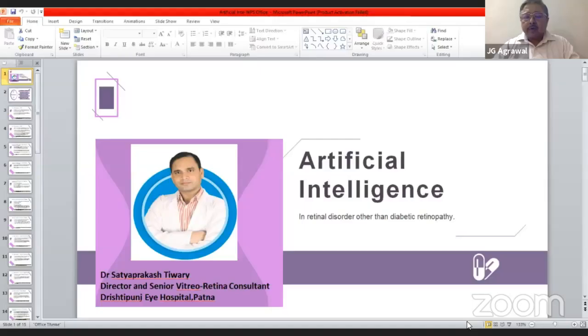Now, the next speaker is Dr. Satyaprakash Tiwari. To introduce him, he has an MBBS gold medal as well as an MS. He has done his fellowship from Pondicherry Institute, and now he runs his own institute for clinical practice in Patna as a district eye hospital. He's also an excellent orator. Now over to Dr. Satyaprakash Tiwari for his presentation.